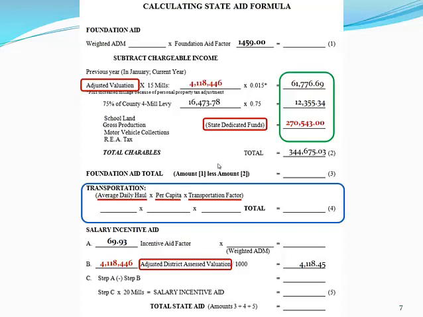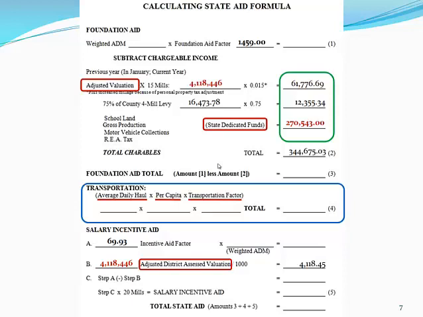Next, we're going to move to the transportation factor, or the transportation aid. Transportation aid is given to all districts who haul students living beyond 1.5 miles of the site. If a district does not haul any students, the district will not receive any transportation aid. This is an equal formula in the sense that money is distributed equally. Simply how many students you have, you're given money.